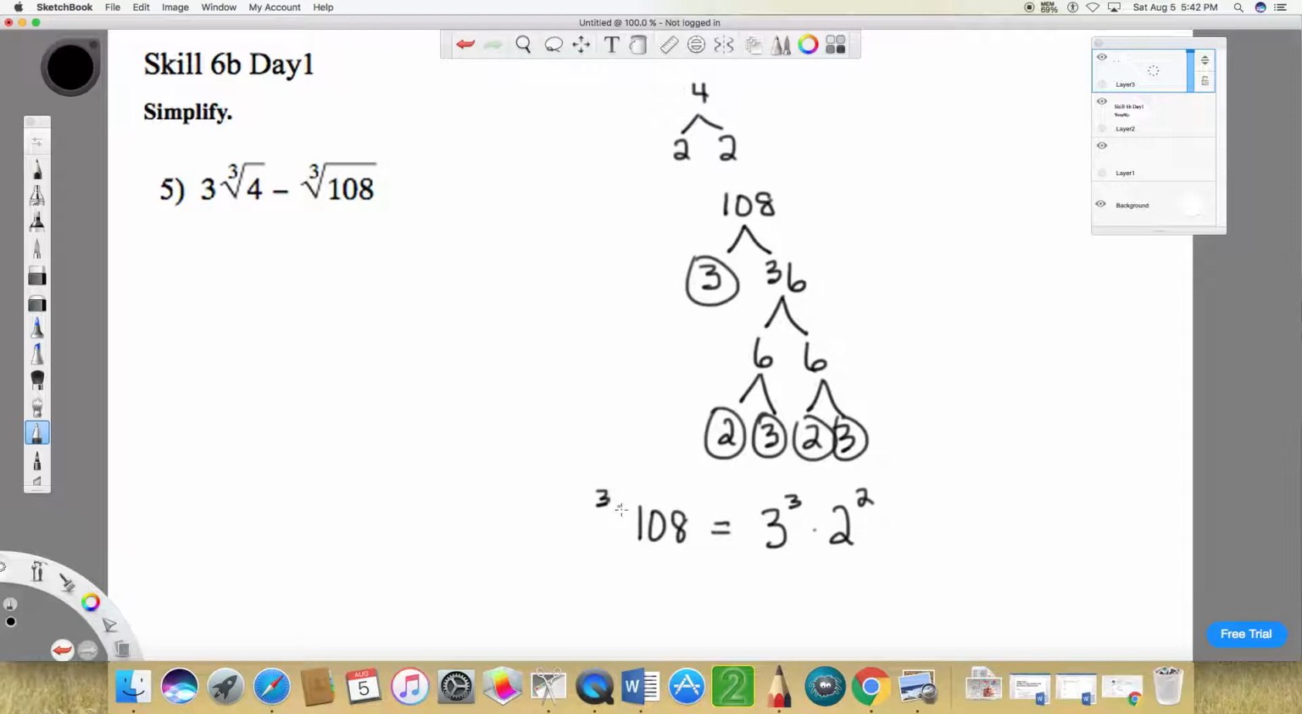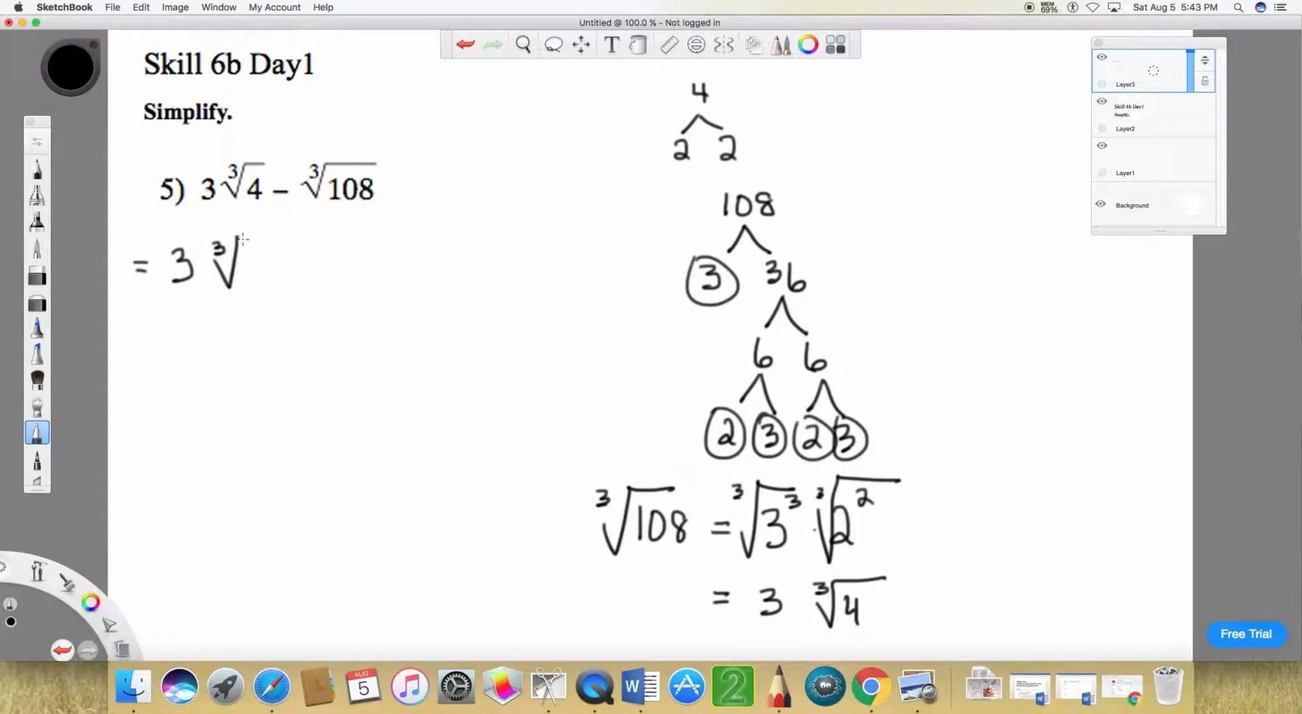So when I go to take the cube root of this, I can break this apart and take the cube root of each one of these factors. Since this exponent divided by that gives you one group of 3, the cube root of 27 is 3. And we can't simplify the cube root of 4. So this first term, we noticed that we couldn't do anything with it.